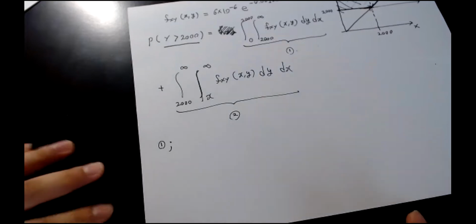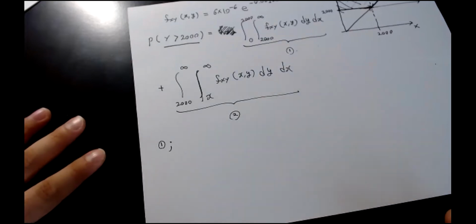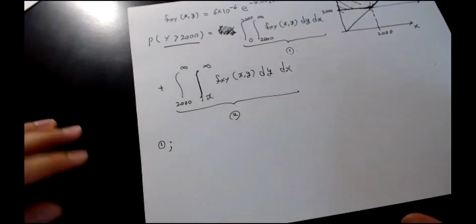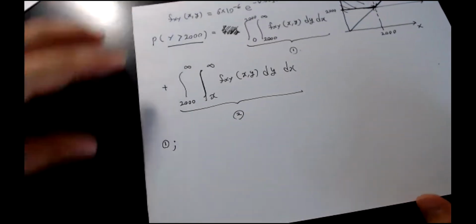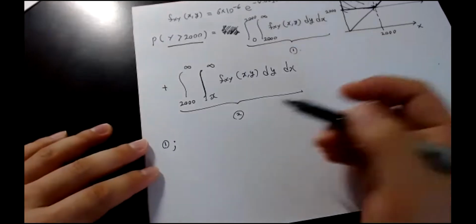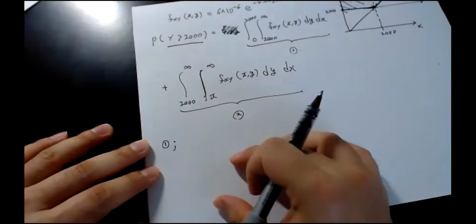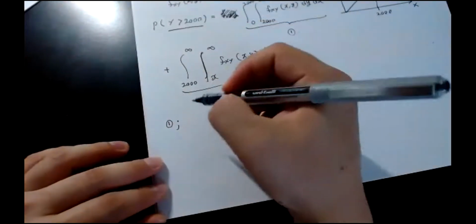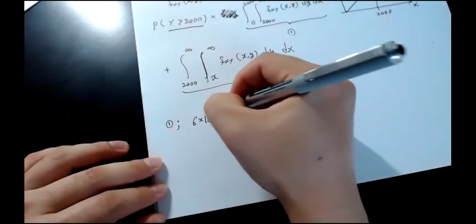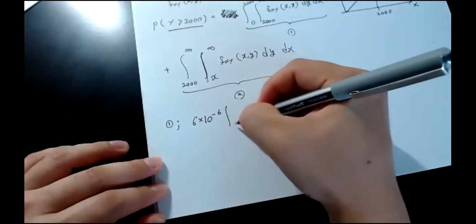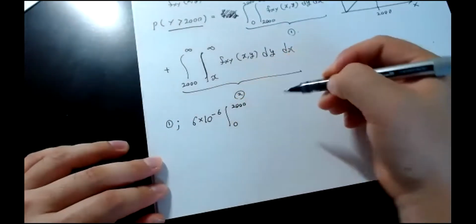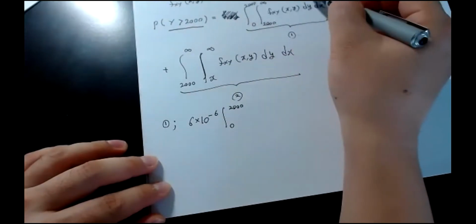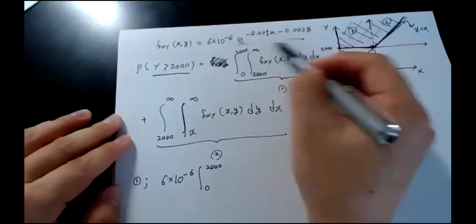Since this is not a calculus class, this is a statistics course, I don't want to spend too much time calculating the integral. So the first integral is going to be 6 times 10 to the negative 6, the integral from 0 to 2000, and then the inner integral of the exponential term.